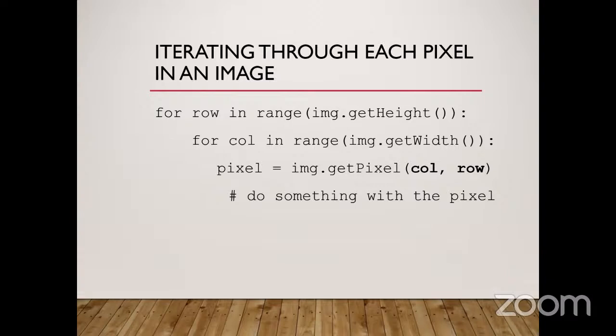Does that make sense? Yes. Now, you could have also done these as X and Y, if you want to think about them as X and Y coordinates. Rows would be Y, because they're going down the picture, right? And columns would be X, because they're going across. Makes sense.